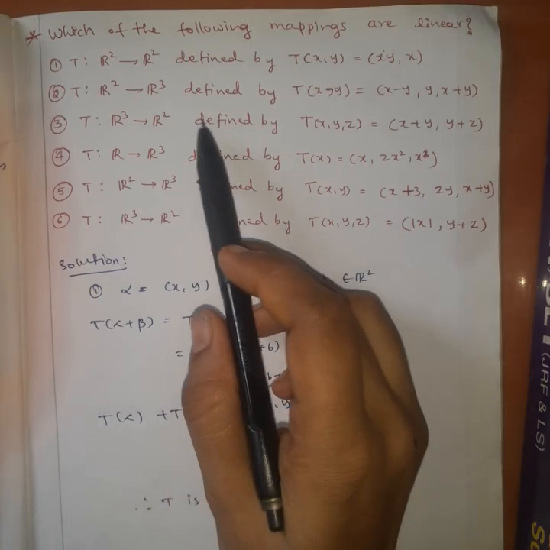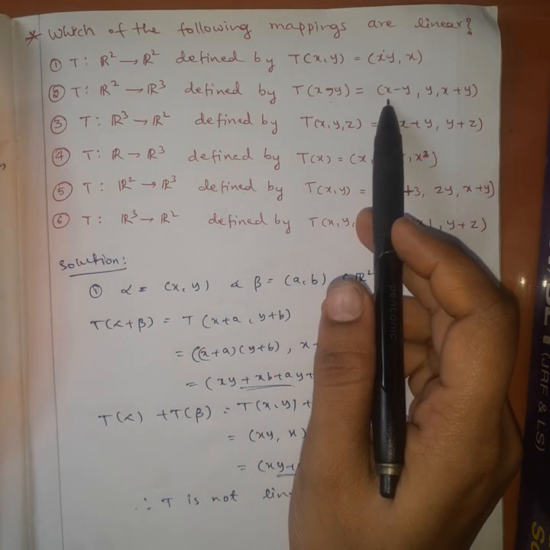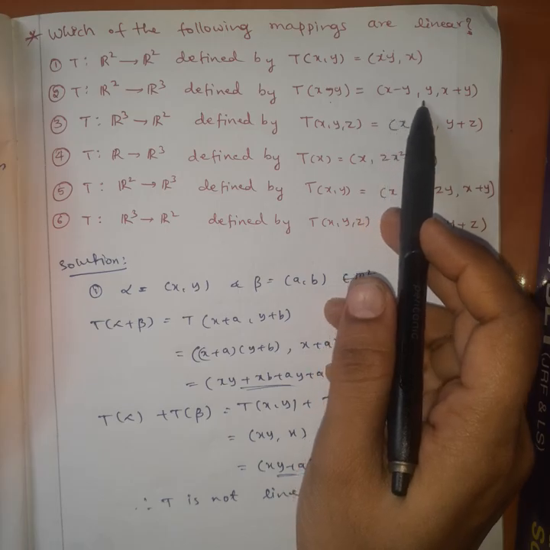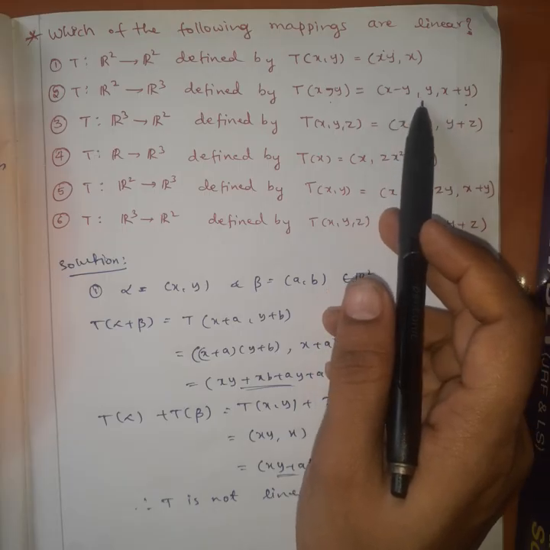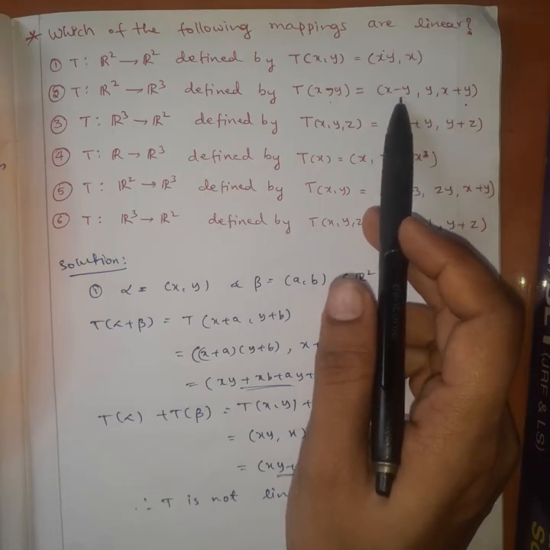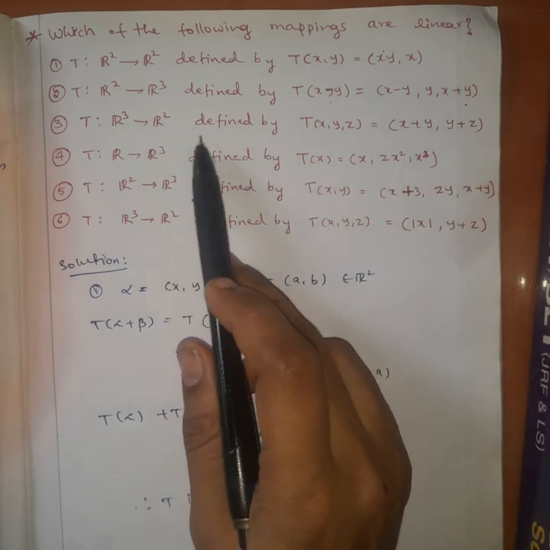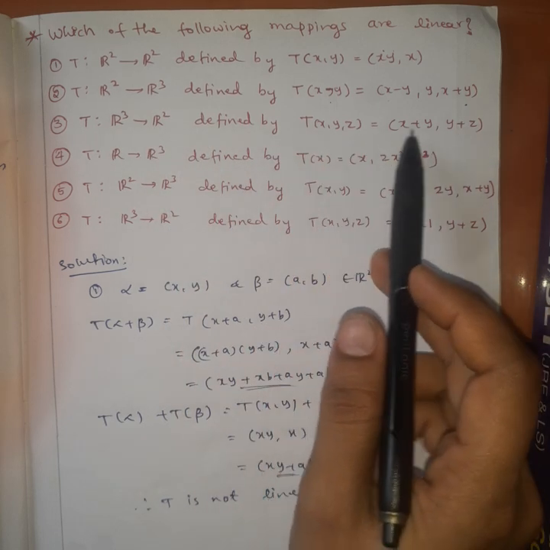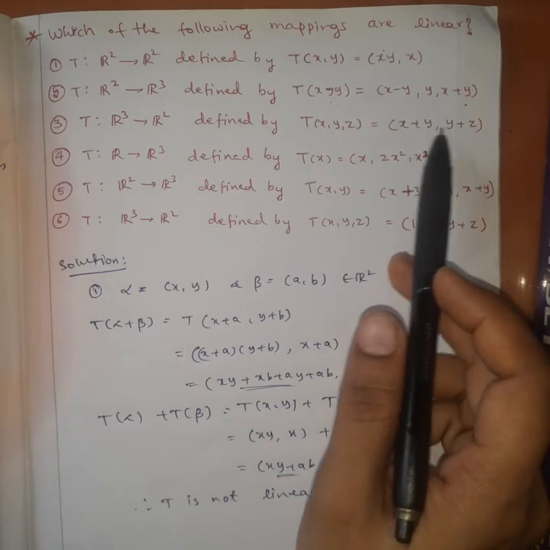Now the second question, T from R2 to R3 defined by T of (x, y) equal to (x minus y, y, x plus y). So clearly this is linear. If you want, you can check. I will not give the detail of this. Next, T from R3 to R2 defined by T of (x, y, z) equal to (x plus y, y plus z). This is linear.